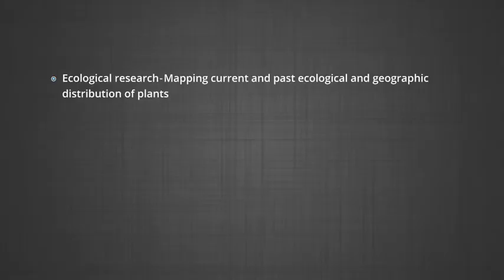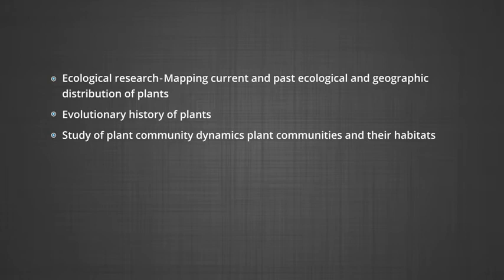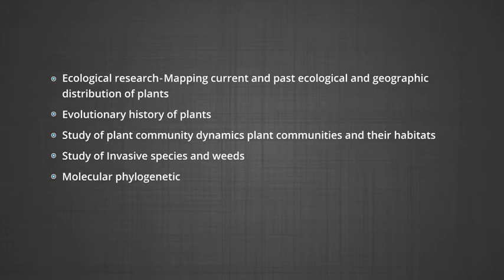All institutes dealing with botanical studies maintain their herbaria. Students are trained to collect and identify herbarium specimens of local and distant places. The collections housed in herbaria are majorly used for scientific research. Research that might commonly take place in a herbarium includes ecological research, mapping current and past ecological and geographical distribution of plants, evolutionary history of plants, study of plants' community dynamics, communities and their habitats, study of invasive species and weeds, molecular phylogenetic studies, classification and naming of organisms.